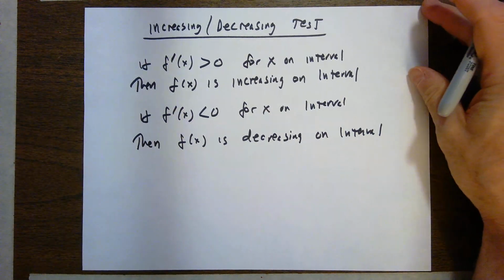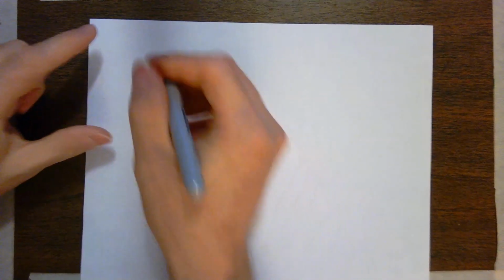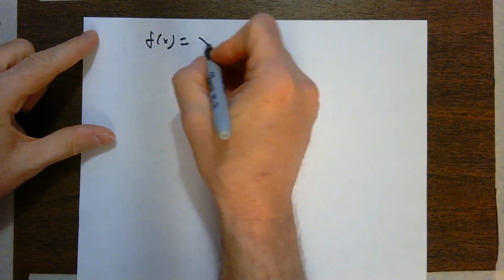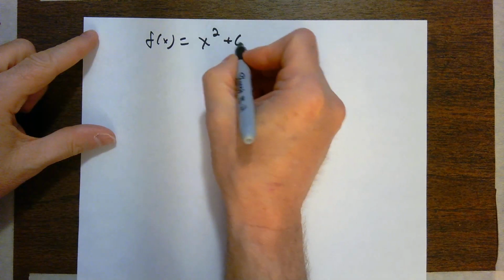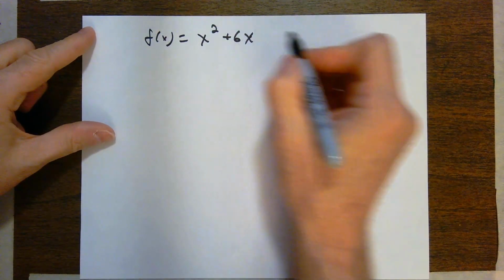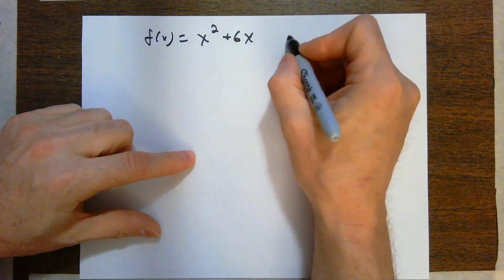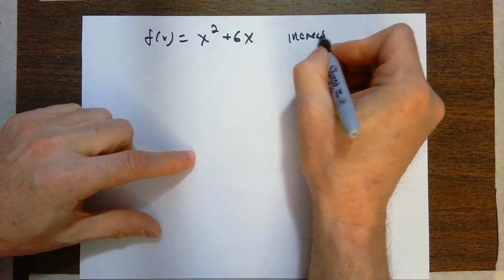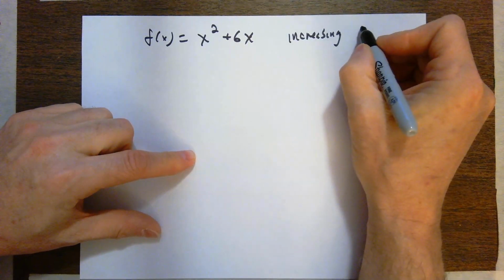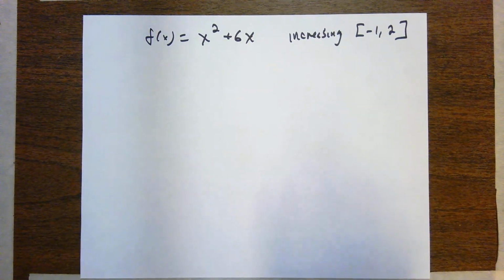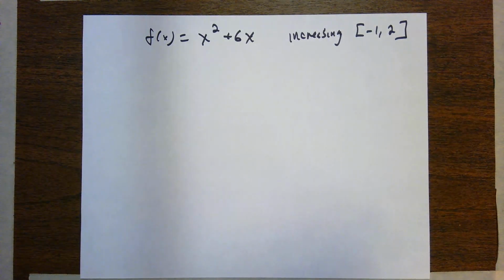Let's apply it. Let's look at a couple of applications of this test. So first, consider the following function. F of x is equal to x squared plus 6x, and I want to know, is this function increasing on the interval from -1 to 2? Is it increasing over that interval?